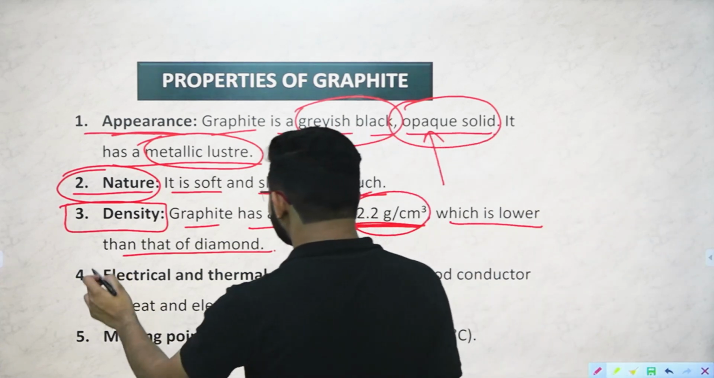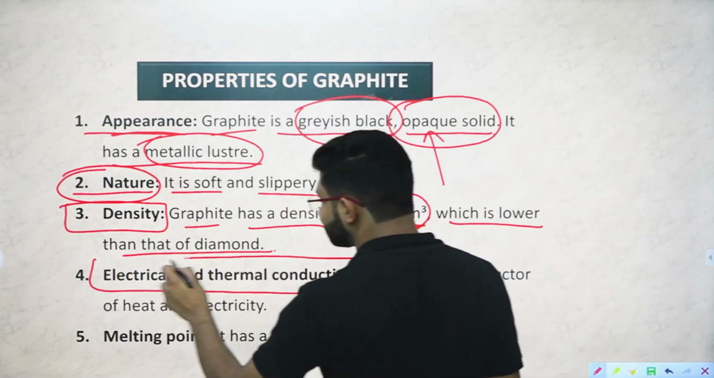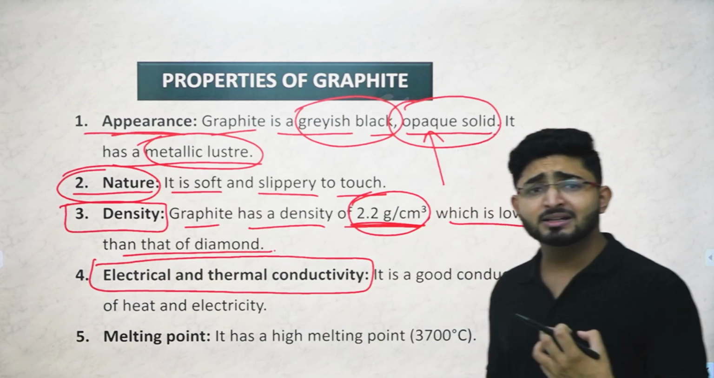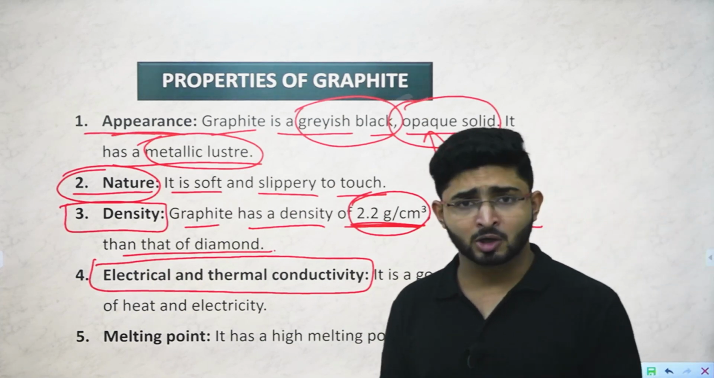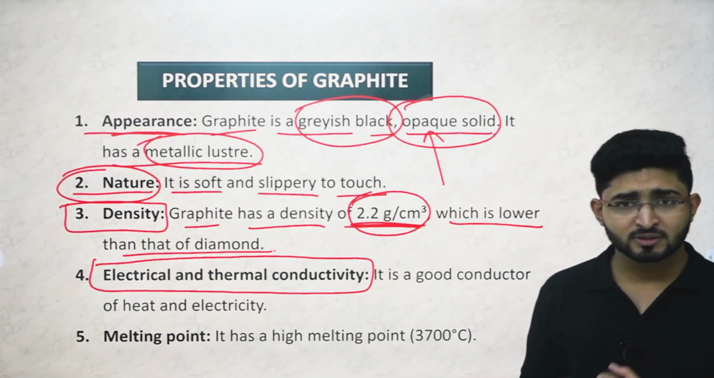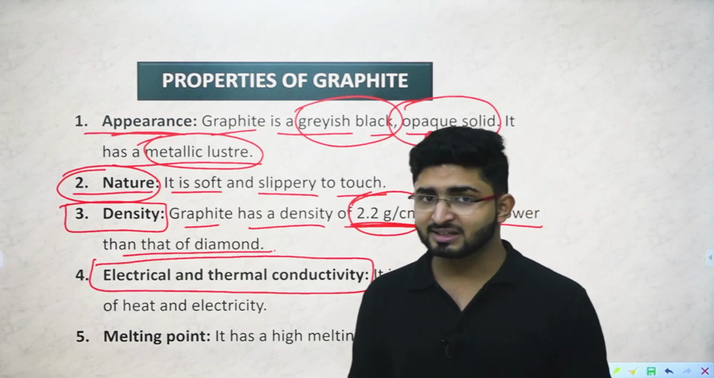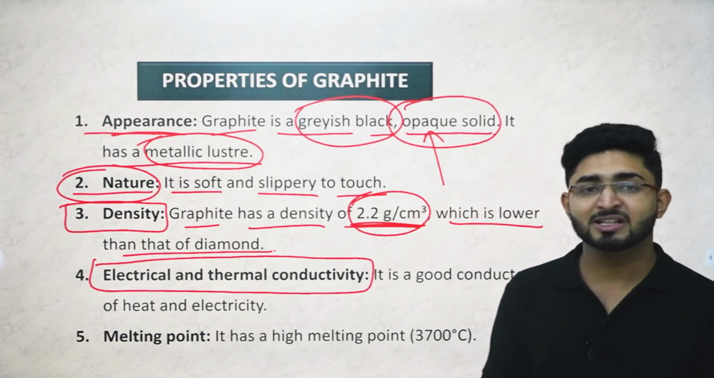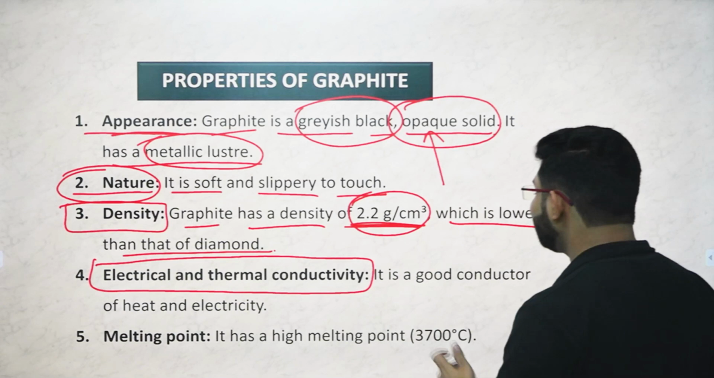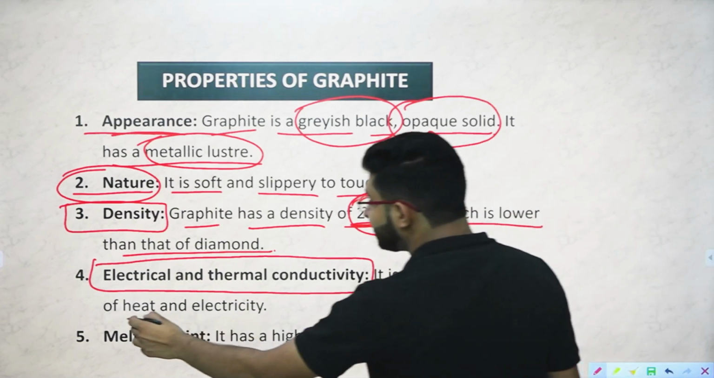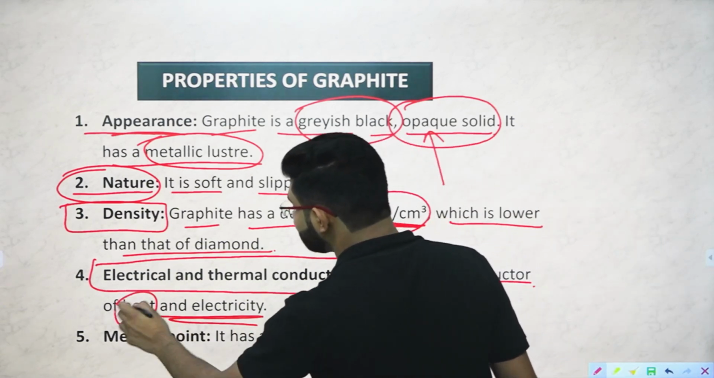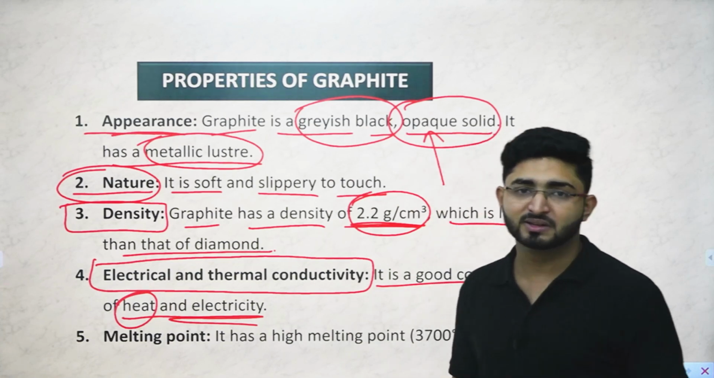Next one is electrical and thermal conductivity. Now what does it mean? It means whether graphite conducts electricity and heat or not. We have studied that it conducts electricity because of the free electrons that remain behind, and that's why it is a good conductor of heat and electricity. It also conducts heat because of the free electrons present in it.